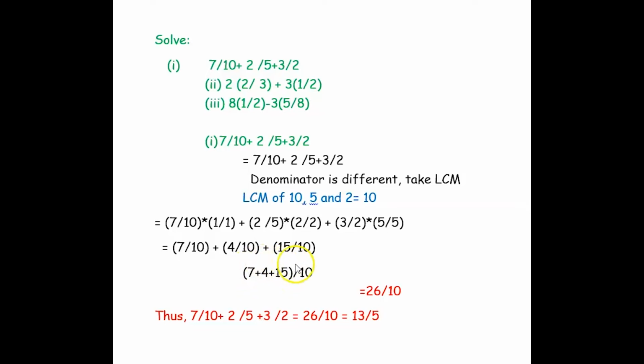We can add the numerators to find the sum. See, if you see here, 4 divided by 10 and 15 divided by 10, these two are equivalent fractions of the given fractions. So the given fractions are not altered. So now we will add the numerators. So 7 plus 4 plus 15 is 26 divided by 10. So 26 divided by 10 can be further simplified as 13 divided by 5.